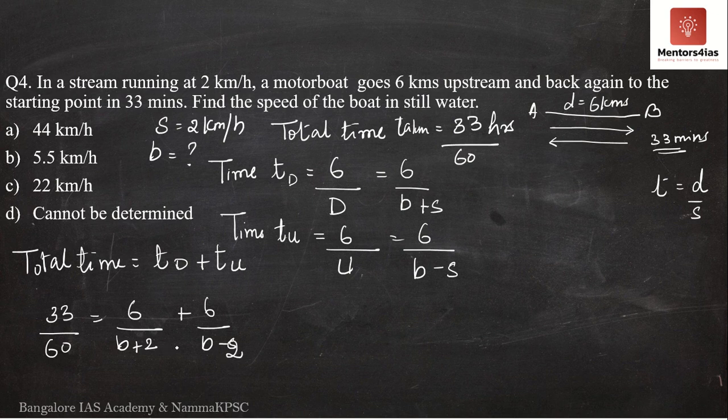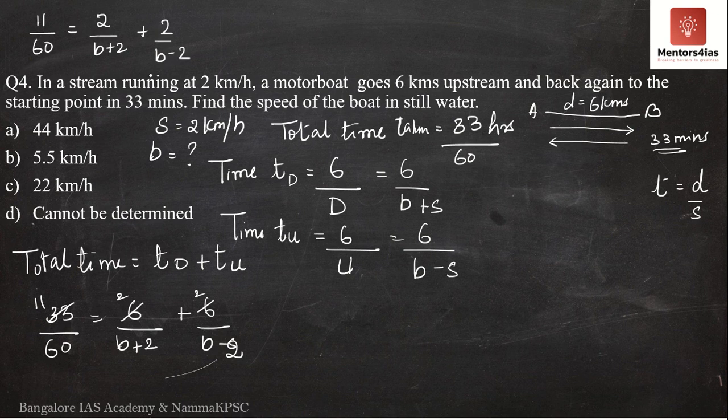Now we have an equation. We have one equation with one unknown variable. Don't you think we should be able to find the value of the unknown variable? Of course, we should. So what I am going to do is first reduce it. 3 11s are 33, 3 2s are 6, and 3 20s are 60. So we have 11 by 60 is equal to 2 divided by B plus 2 plus 2 divided by B minus 2.